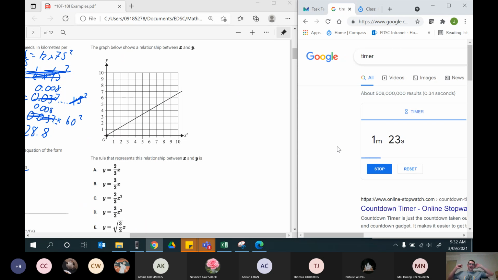Okay, Lena, we're just working through some exam questions for the first period. So you can find this on school resources or under our class resources. It's called 10F2E examples. It's under the linear folder.